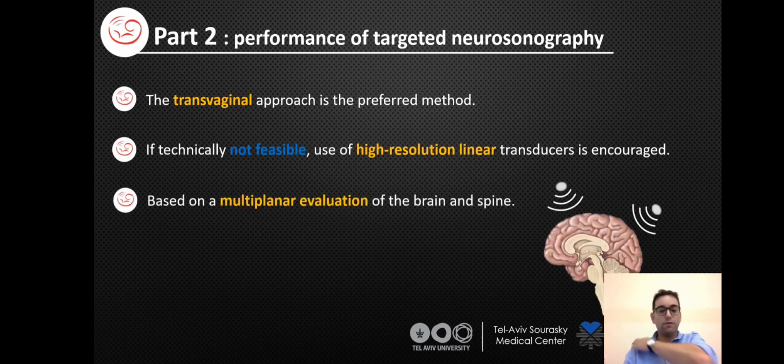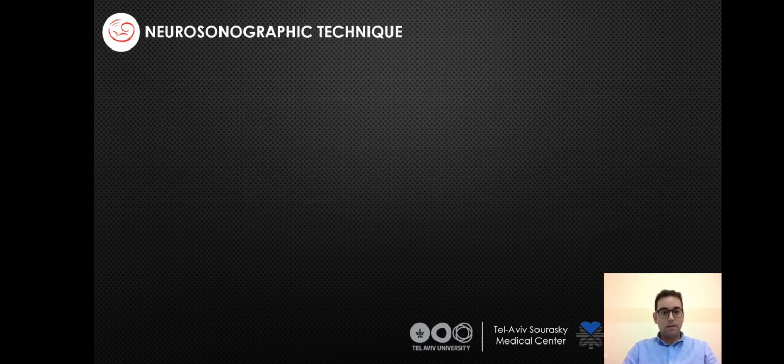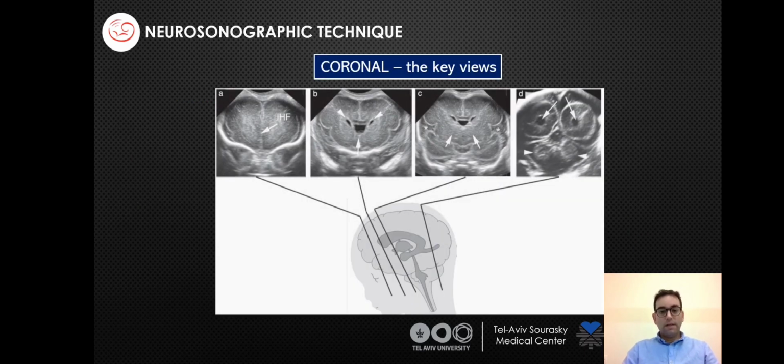Now, the neurosonography is a screening scan performed by the multiplanar assessment, both the coronal and the sagittal views, both from the anterior and the posterior approach, so you can have a comprehensive image of the entire brain if performed by an expert sonographer. So from the technical point of view, the coronal views of the brain should be performed from anterior to a posterior sweep.